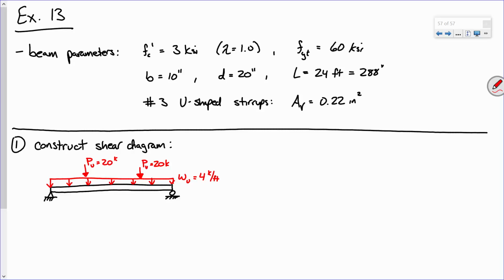And I'm writing the Pu and the wu to indicate that they're factored. Okay? Now that's going to indicate some reaction right here. And then some distances. Six foot, that makes that 12 foot, makes that 6 foot.